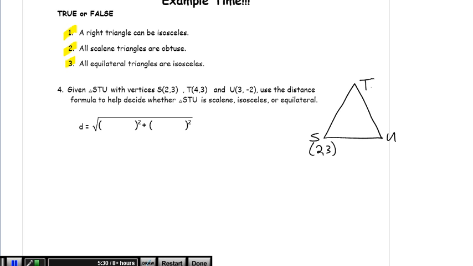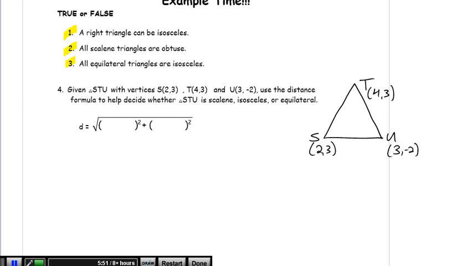T is (4, 3). And U is (3, -2). Okay? So we have 3 vertices. We want to use the distance formula to help decide whether STU is scalene, meaning they have no sides that are equal, isosceles, they have at least 2 sides that are equal, or equilateral, all 3 are the same.